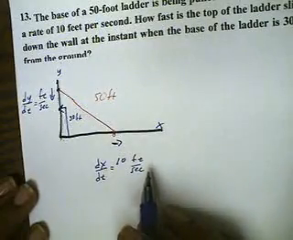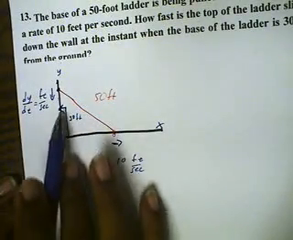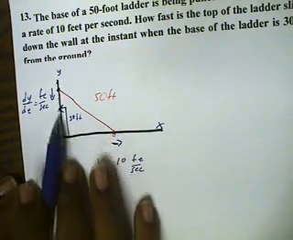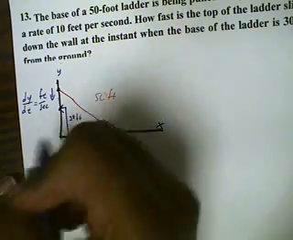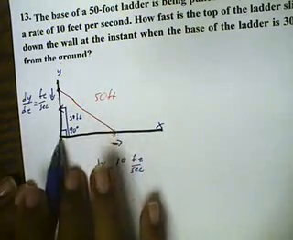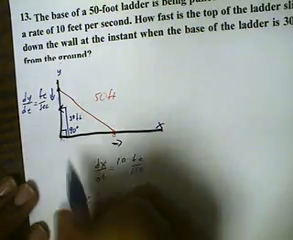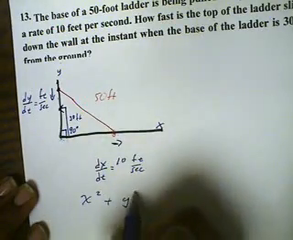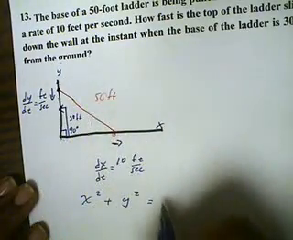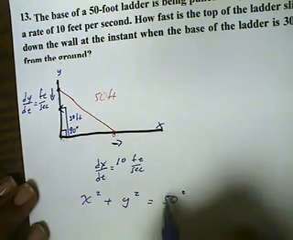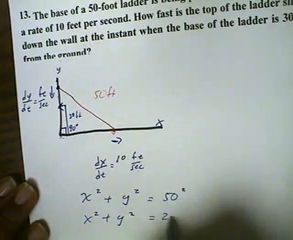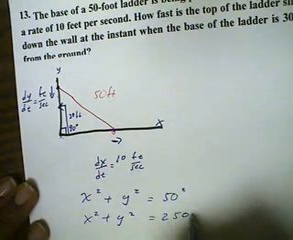Lastly, I need a relationship between the feet here and the feet there. So the feet here are all y's, the feet here are all x's. Well, this is a wall, so that's a 90-degree angle. So we can use the Pythagorean theorem to represent the feet here and the feet there. So it'll be x squared, the feet here squared, plus y squared, the feet here squared. That's going to equal the ladder itself squared, so that's 50 squared. So this will be x squared plus y squared equals 2,500.